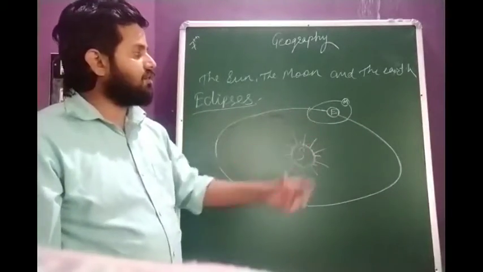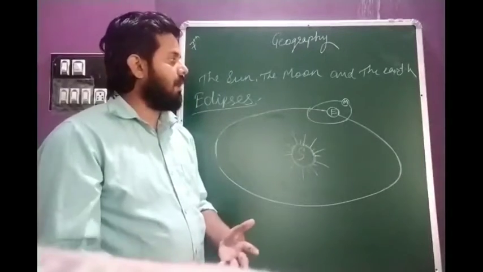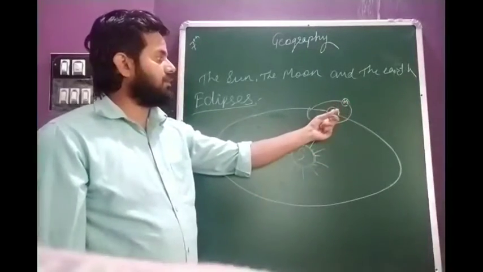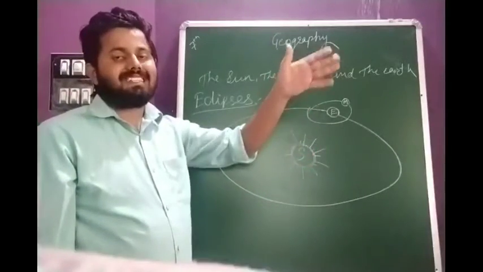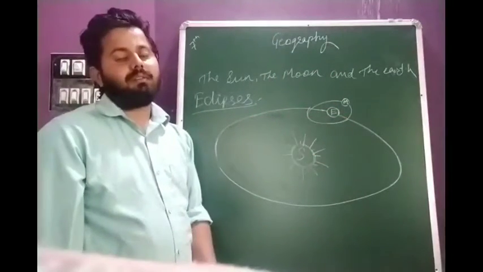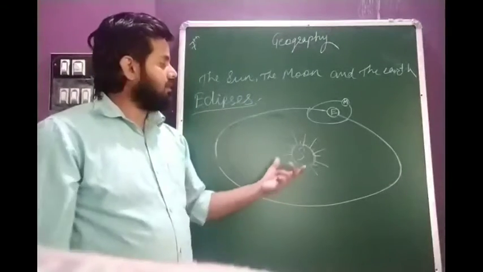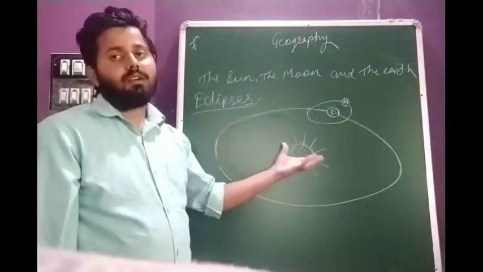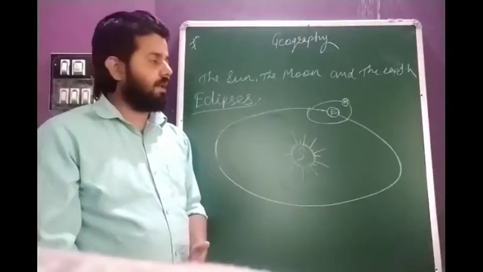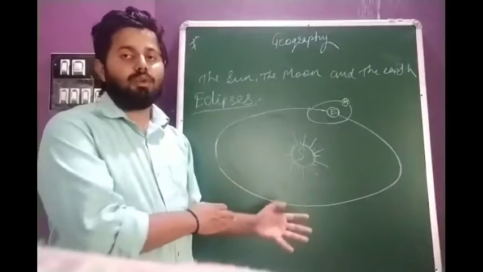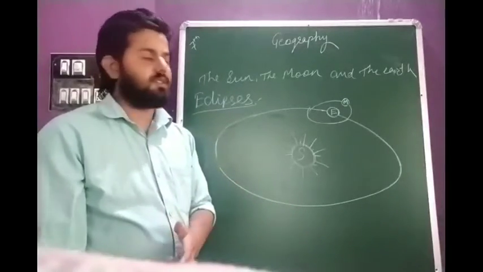So in that situation, sometimes what's happening is that the earth, sun and the moon all come in the same plane on a straight line. In that situation, mostly the eclipse occurs. So we will learn in the next topic the conditions of the solar eclipse and the conditions of the lunar eclipse.